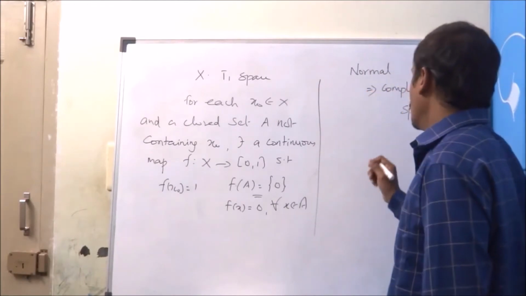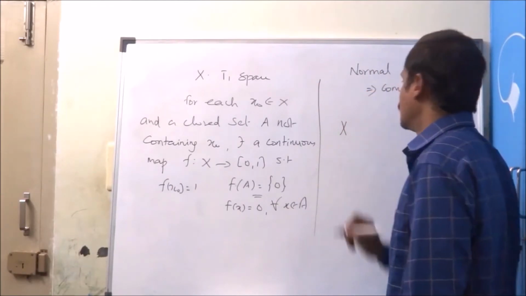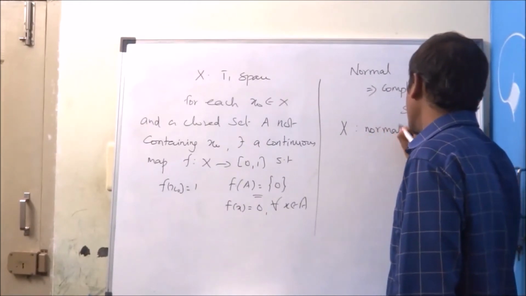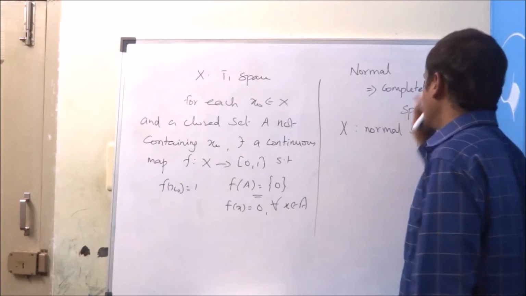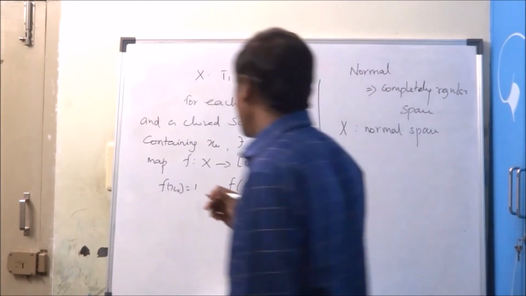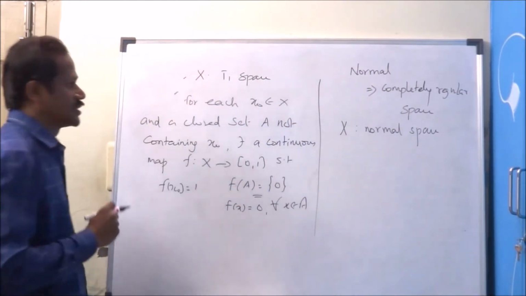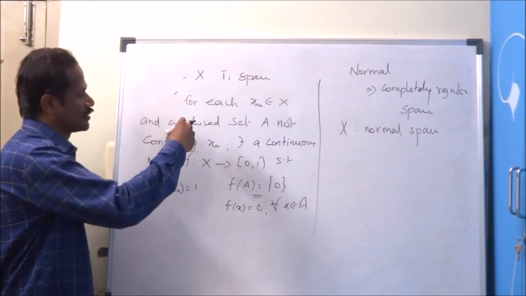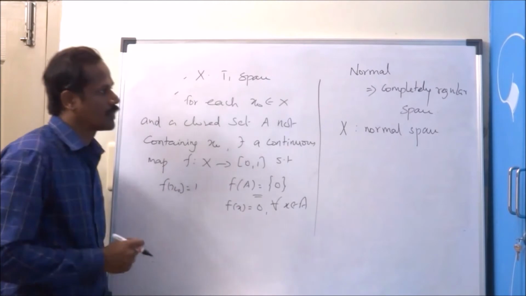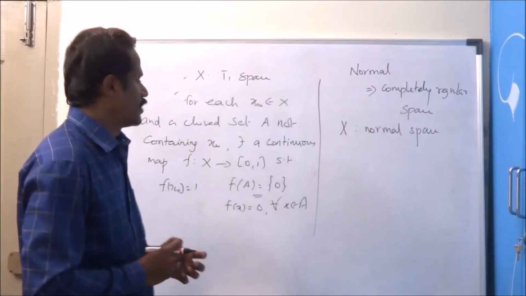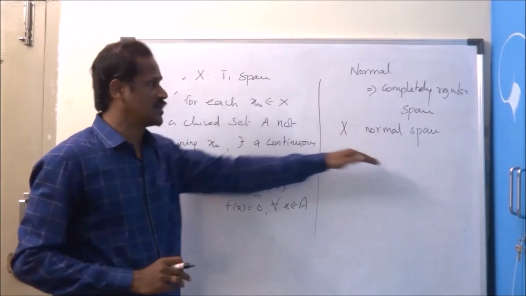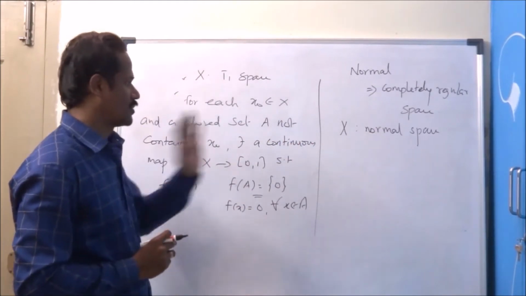Now, take X arbitrarily a normal space. X is a normal space. To prove that X is a completely regular space, for that we need to verify these two criteria. That is, X is a T1 space, and then to each x0 and a closed set A not containing that x0, there is a continuous map with this property. Okay. But this condition is obvious because X is a normal space, therefore it is a T1 space, therefore this condition is obvious, no problem.